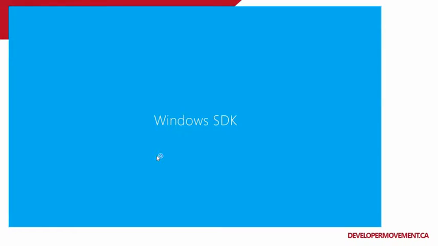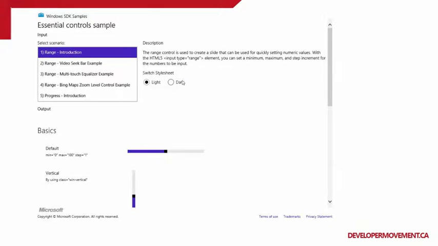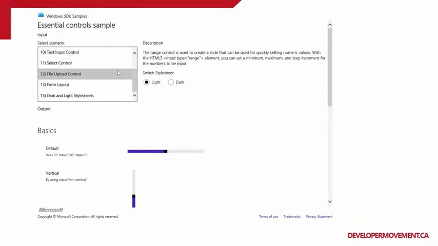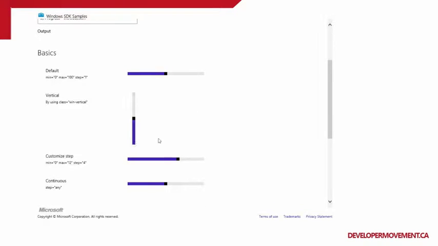Here you see it pop up. So here's the Windows SDK, and this is the Essentials Control sample. Basically here it just goes through 14 different samples of controls. For example, the range control, which is your slider. You have your horizontal and you have your vertical just by setting a class attribute right there.